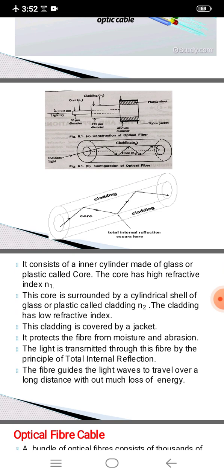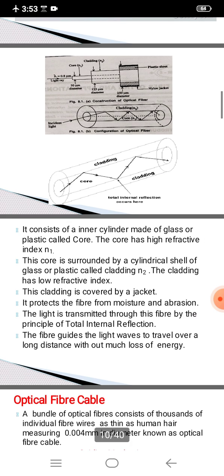This cladding is covered by an outer jacket. This outer jacket protects the fiber from moisture and abrasion. Here the light is transmitted through the fiber by the principle of total internal reflection. This fiber guides the waves. These light waves are a carrier wave that carries the information and travels over a long distance without much loss of energy.